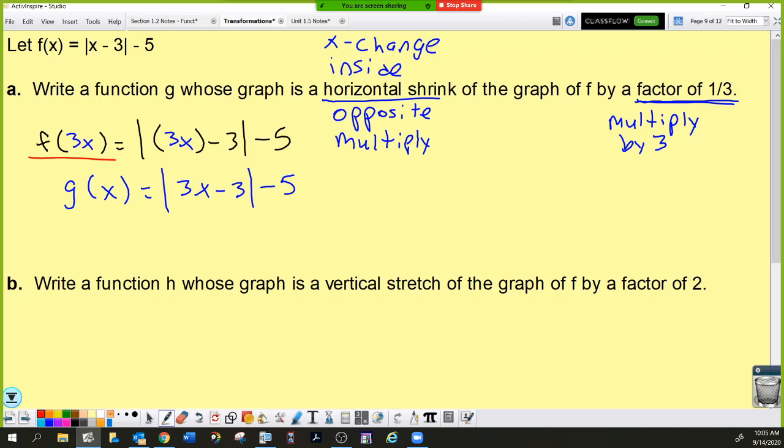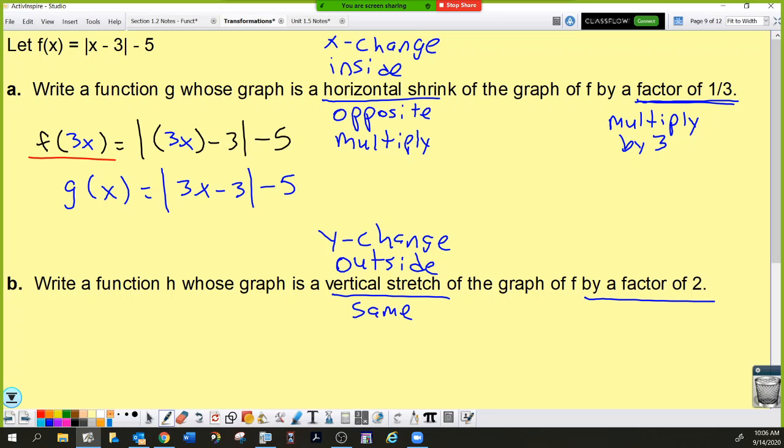And then the last one says vertical stretch, factor 2. So you ask yourself these questions at home. If it's a vertical change, is this x's or y's? Y's. Vertical change is a y change, and it is on the outside. Then you ask yourself, is that same or opposite for y's? Same.